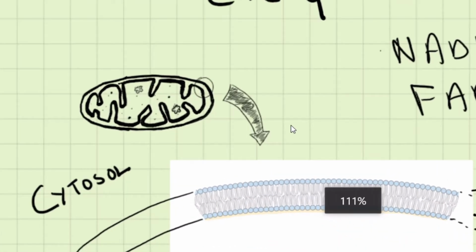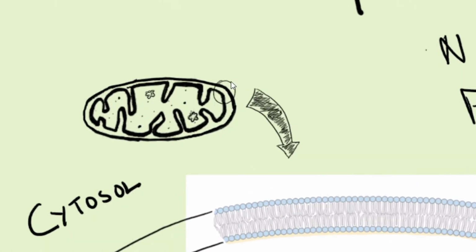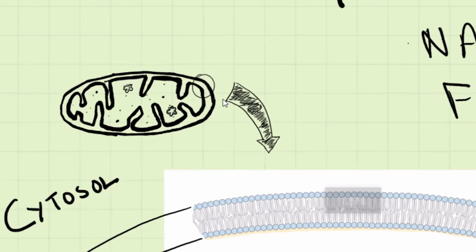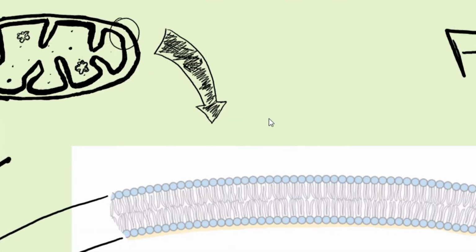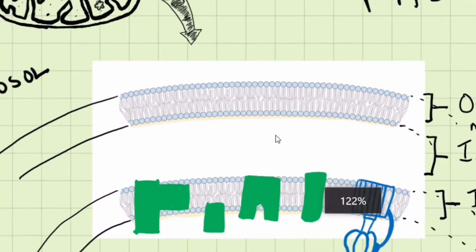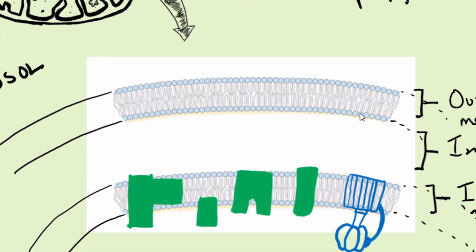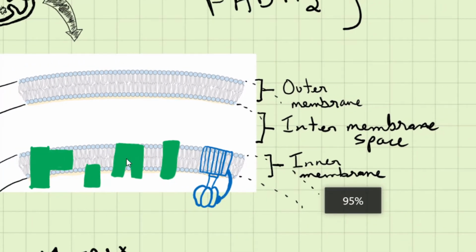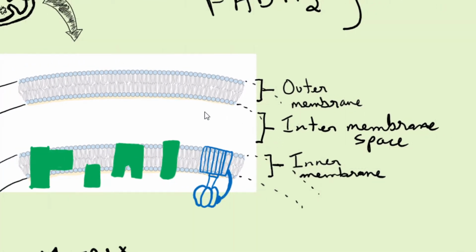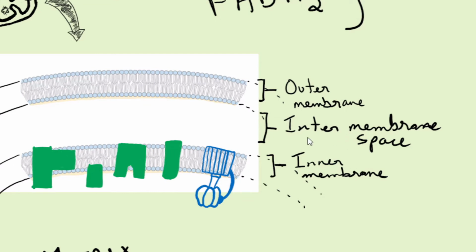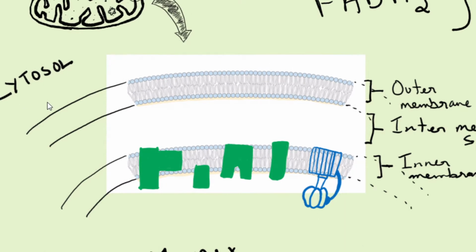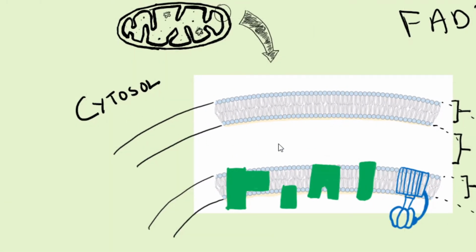So here we have a typical mitochondrion, and when we zoom in on one portion of the mitochondrion, we will see the two membranes with their own bilipid layers. Here we have the outer membrane, and then here we have the inner membrane, and between those two membranes is the intermembrane space. Towards the inside of the inner membrane we have the matrix, and on the outside of the outer membrane we will have the cytosol.